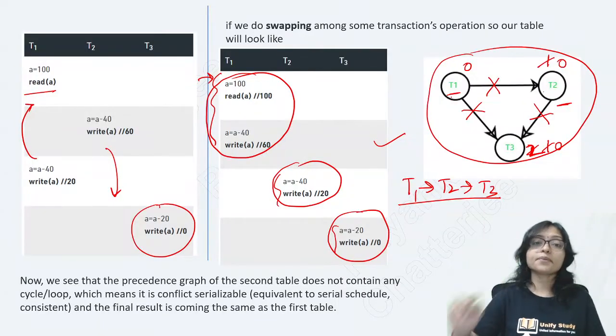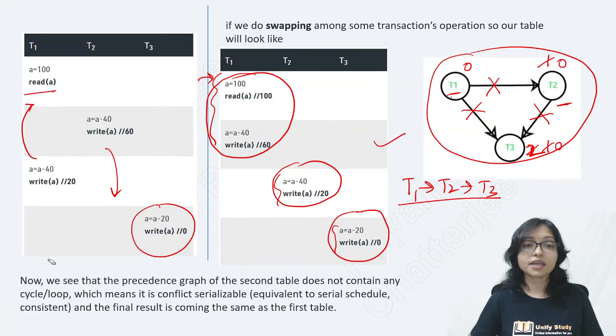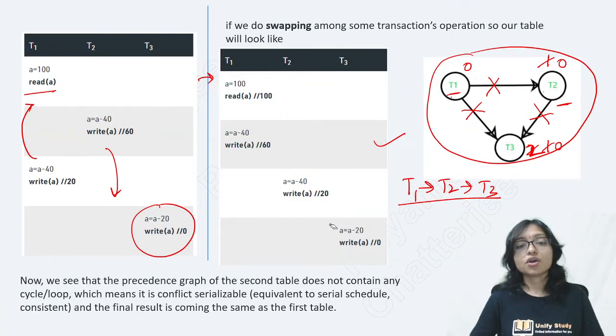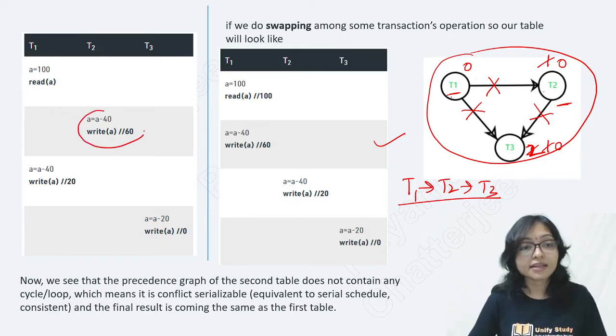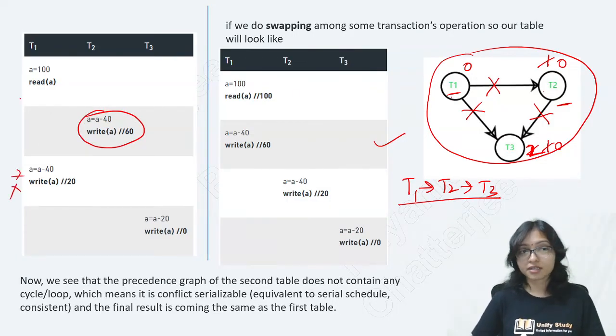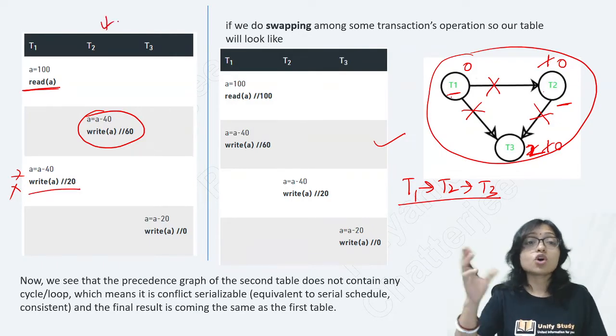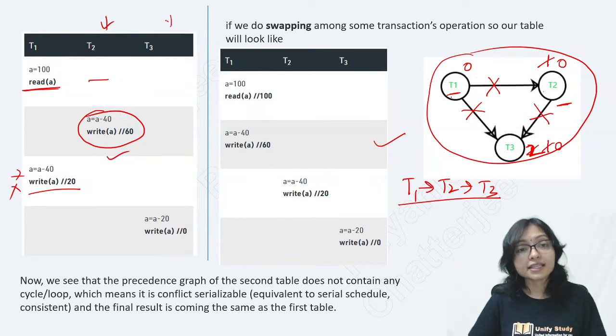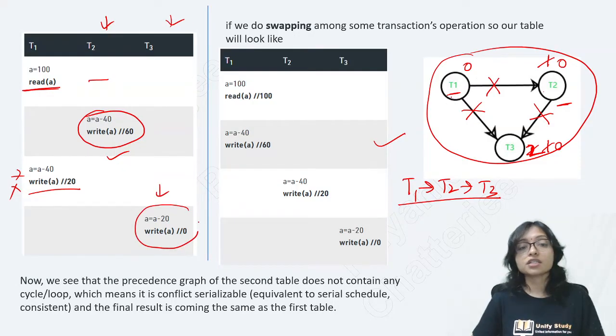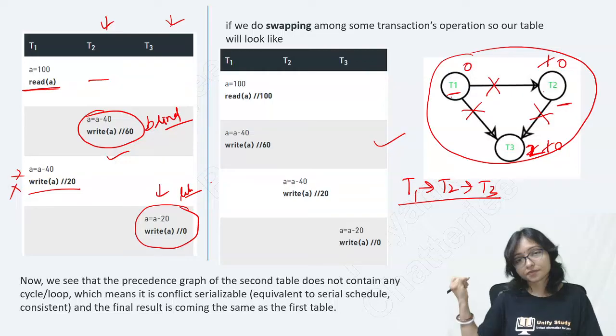Here in this example you can see, here was the blind write operation. That's why the swapping was possible here. What was the blind write operation? Here this one is a blind write operation. This one is not a blind write because T1 is reading the data then writing. But T2 is not reading anything. Without reading the data, T2 is writing. Here T3 is also writing without reading. These are called blind writes.